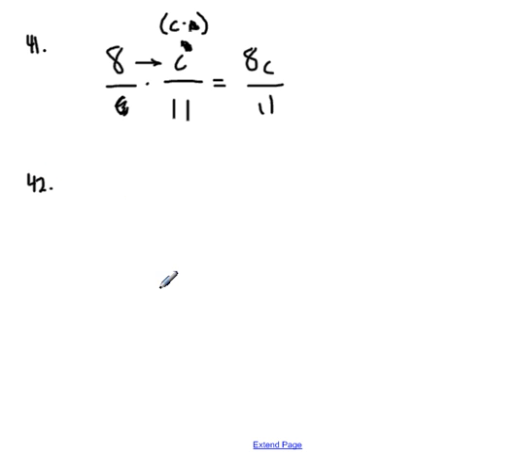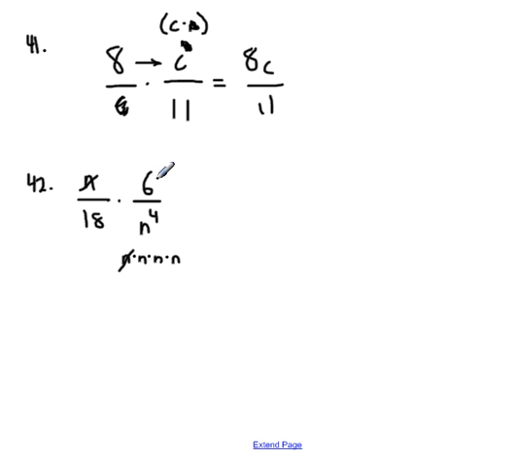Moving on, number 42, you have n over 18 multiplied by 6 over n to the 4th power. So let's cross simplify. That's what you need to get good at. You have one n on top, and then you have 4 n's here. This n to the 4th means n times n times n times n. So 1 n cancels with one n underneath. So that leaves you with 3 n's at the bottom.